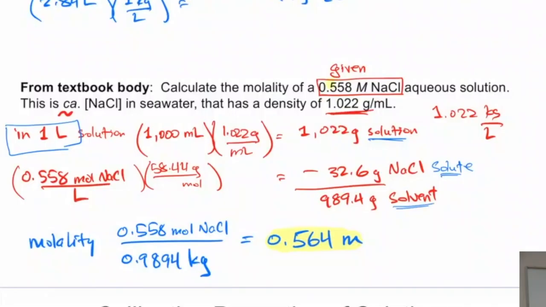Not too much different from the molarity. That's what I told you at the beginning. But it is different. It's not an insignificant difference, even though it's a small difference. But that's why. Okay? So again, this was a harder calculation.